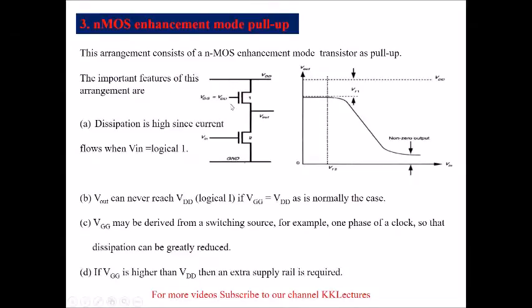So in NMOS enhancement mode as a pull-up, the CMOS inverter will have two NMOS transistors connected in series. This is an important feature of this arrangement. Dissipation is high since current flows when Vin is equal to logic 1. That is what we saw in the previous case also, when we used the depletion mode transistor. Now Vout can never reach VDD if VGG is equal to VDD, which is normally the case.